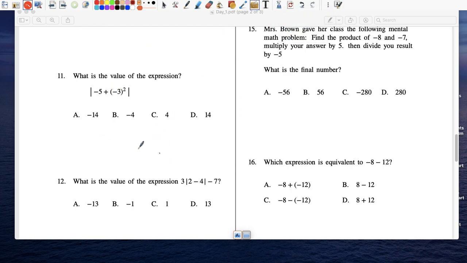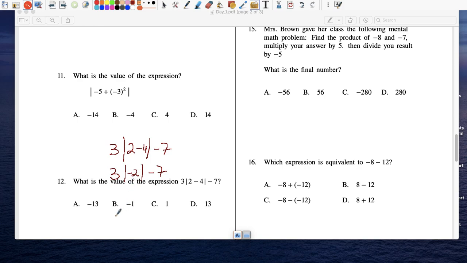12. Again, so this one says, let me just write a little bit. 3 times the absolute value of 2 minus 4 minus 7. Okay, so we have to take the absolute value first, multiply by 3, and then subtract 7. So 2 minus 4 is negative 2, minus 7. Now you can take the absolute value of negative 2. What's the absolute value of negative 2?